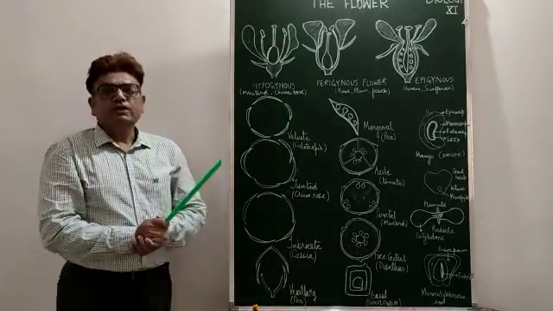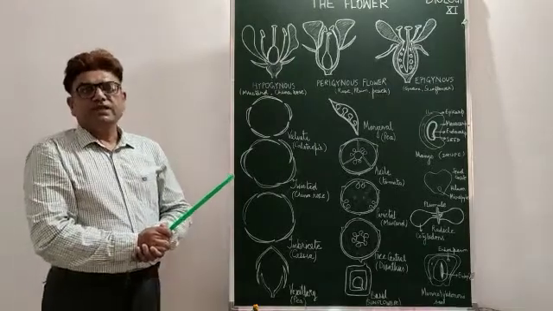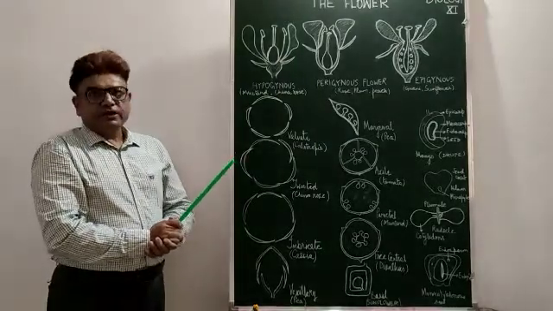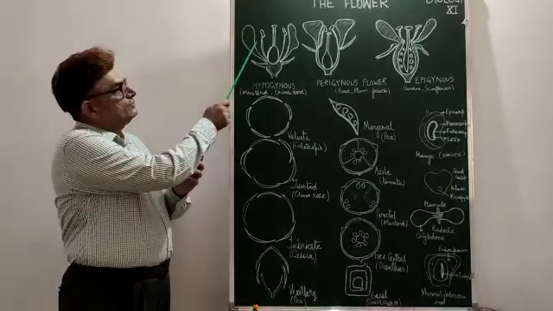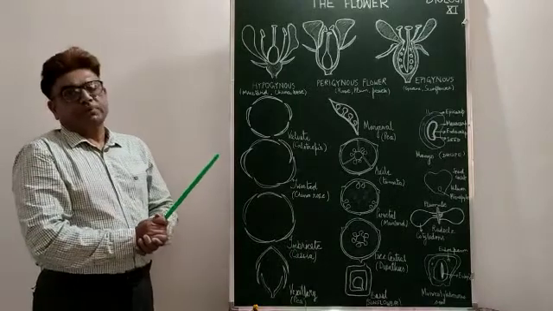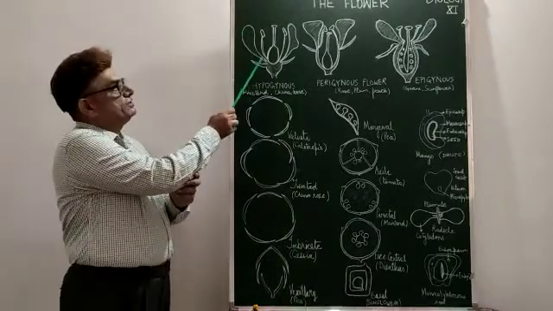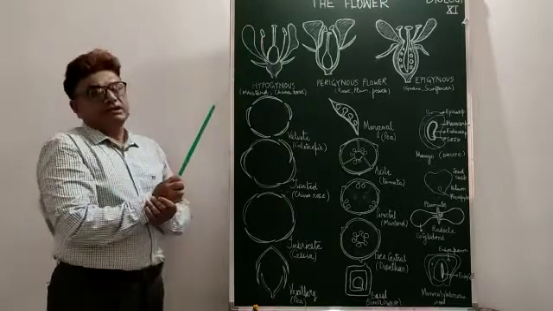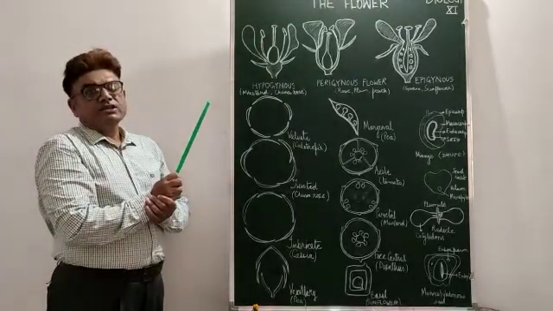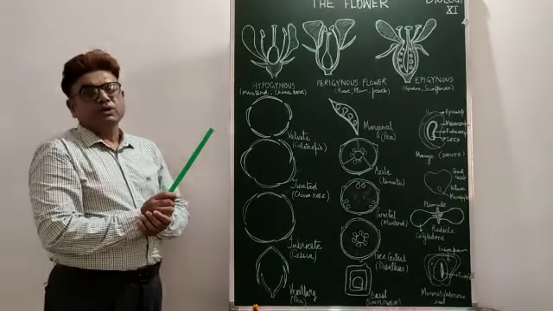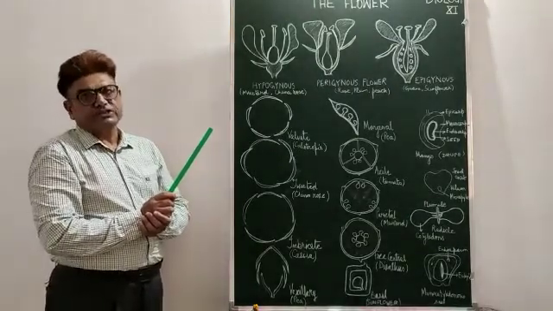Petals are beautifully colored and are of various shapes to attract the pollinators. As far as the stamen is concerned, it is made up of two important parts. This slender part is the filament and this upper part is known as the anther. Anther is bilobed and each lobe has got two pollen sacs which are filled with pollen grains.